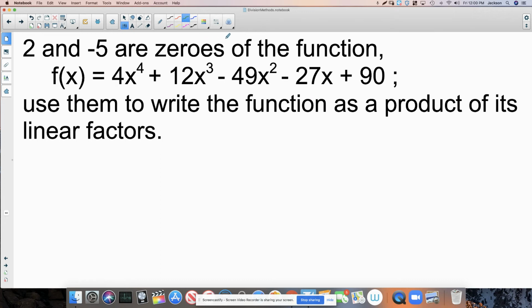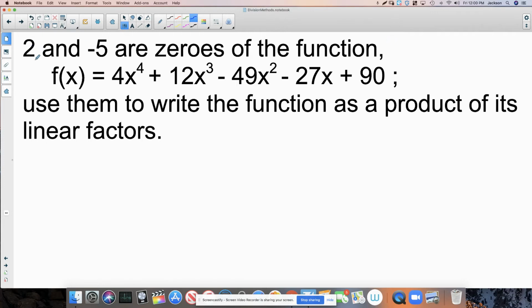Okay, let's take a look at this problem. This is a new concept when it comes to synthetic division. It says 2 and -5 are zeros of the function. Now, I'm going to interject here just for a second to reiterate something.